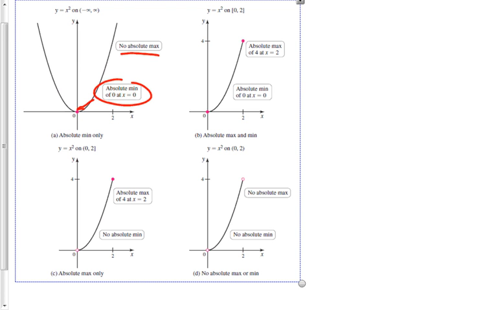Why is there no absolute max? Because it keeps going forever. It's on an infinite domain, right? Goes from negative infinity to infinity. So no matter how far I go to the left and right, the function's always going to get bigger. Now, it changes a little bit when we get to this second example.